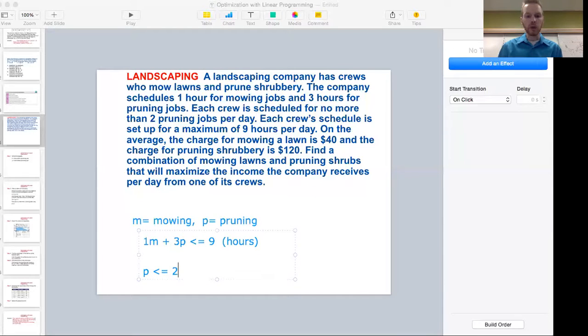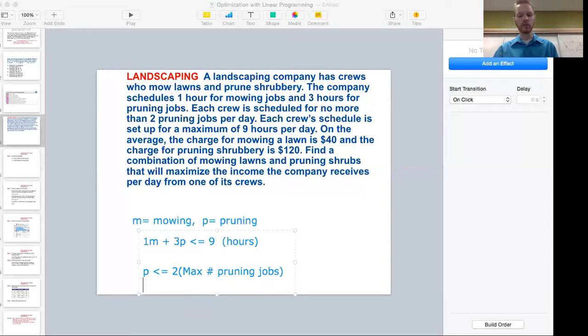The charge for mowing a lawn is $40 and pruning is $120, and they want to maximize the income. That sounds like a separate function we're trying to optimize. For right now, taking a look at what we have, our two variables: one for hours and one for the max number of pruning jobs, okay? So we have all this stuff.